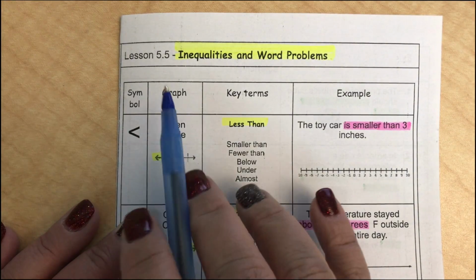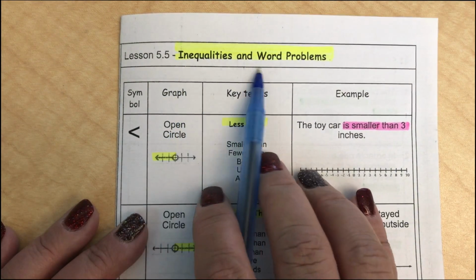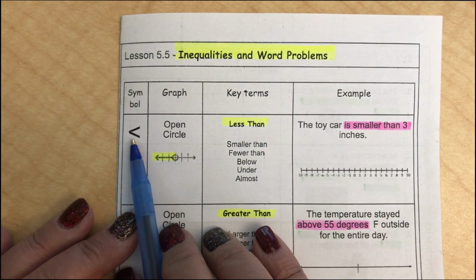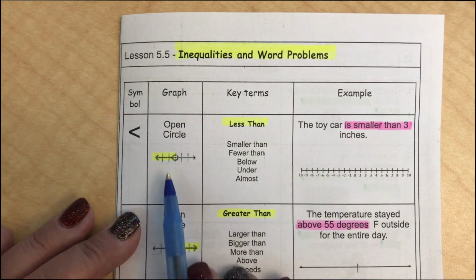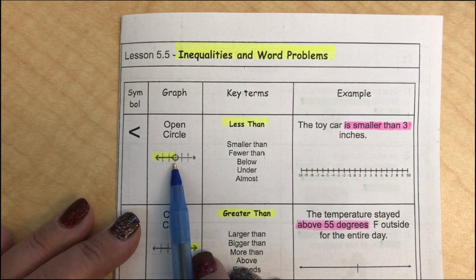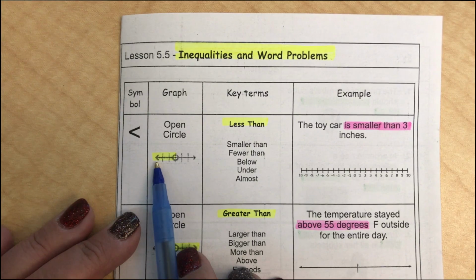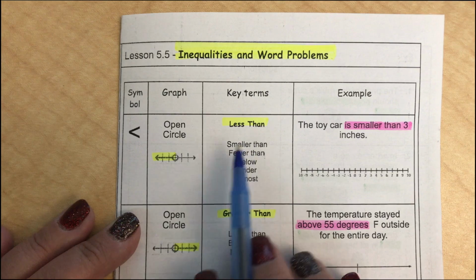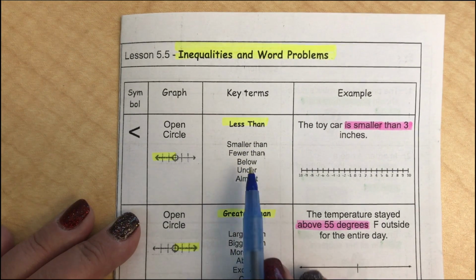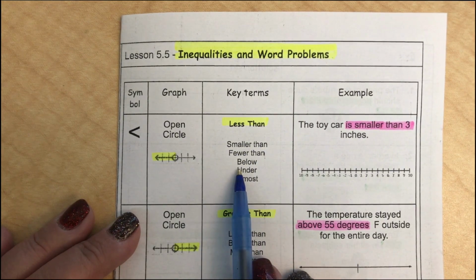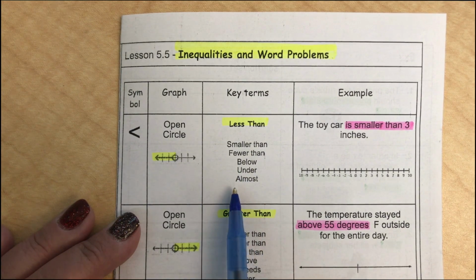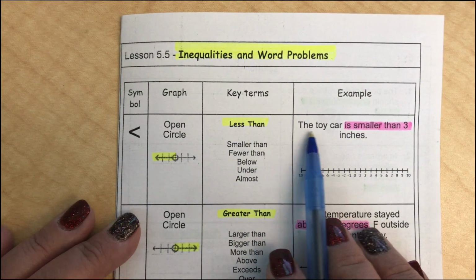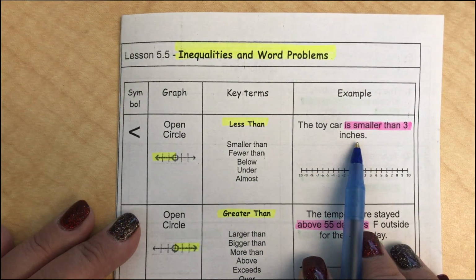In this video, we'll be talking about inequalities and word problems. For the symbol less than, the graph is an open circle and shows the numbers on the left-hand side. Other key terms for less than are smaller than, fewer than, below, under, almost. For example, the toy car is smaller than 3 inches.